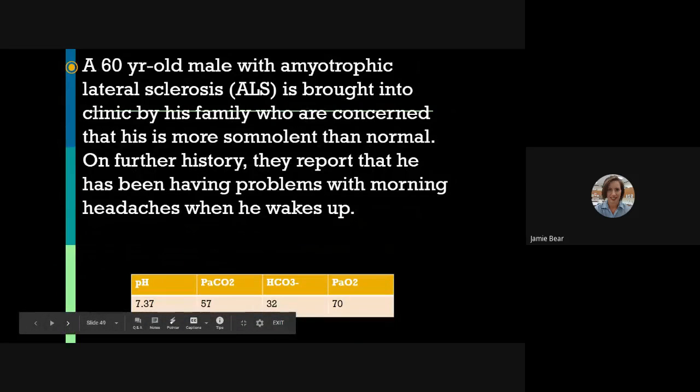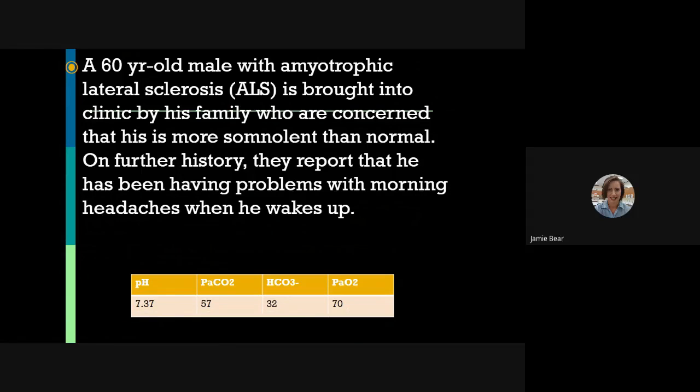Next case, a 60-year-old male with ALS is brought into the clinic by his family, concerned that he is more somnolent than normal. On history, they report that he has been having problems with morning headaches when he wakes up. His pH is 7.37, PaCO2 is 57, his bicarb is 32, and his PaO2 is 70.